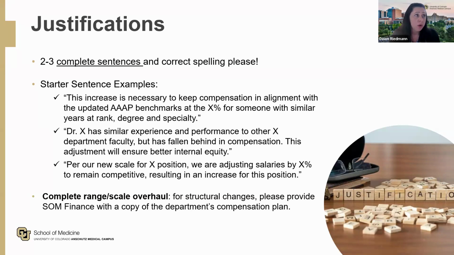Let's see here, new scales. If you have new scales within your department or some structural changes, please let us know or please send us those reports so we can look at those and refer back to them if somebody has questions when we're going through our review process. If you're identifying those in your justifications, that would be a huge help. So any structural changes or compensation plans, please send those ahead of time. That would be helpful. Or if not, please submit those no later than the 26th of April when everything is due.